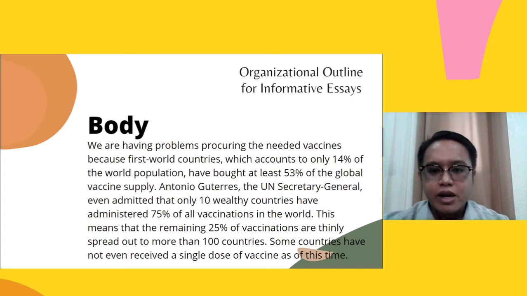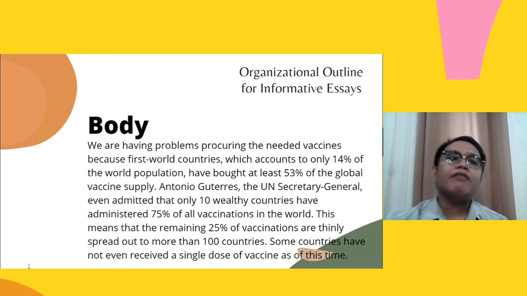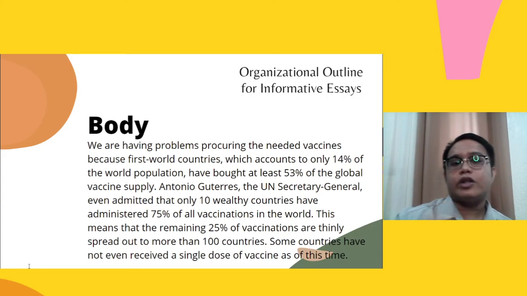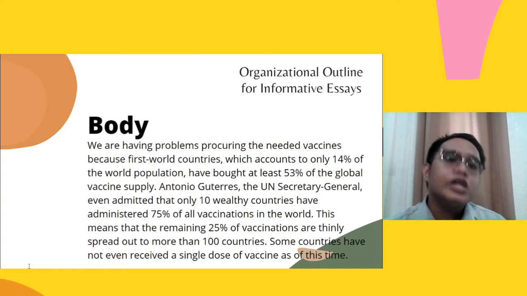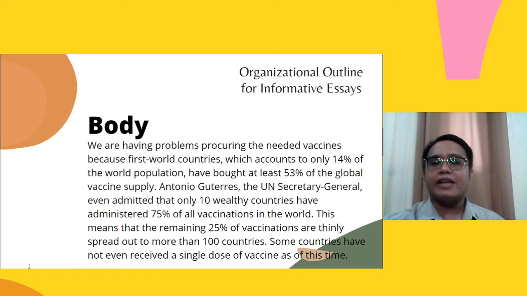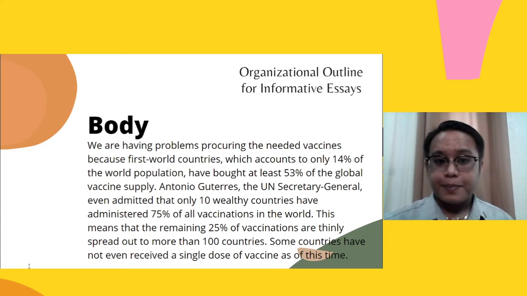Okay, so let's read this one. I hope you can read it on YouTube, but let me read it for you. We're having problems procuring the needed vaccines because first world countries, which account for 14% of the world's population, have bought at least 53% of the global vaccine supply. That's my claim. Here's my evidence.